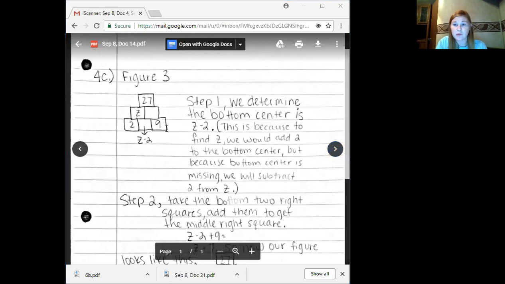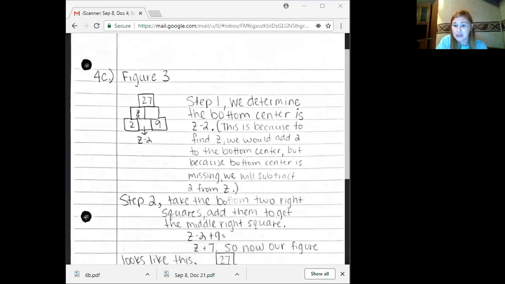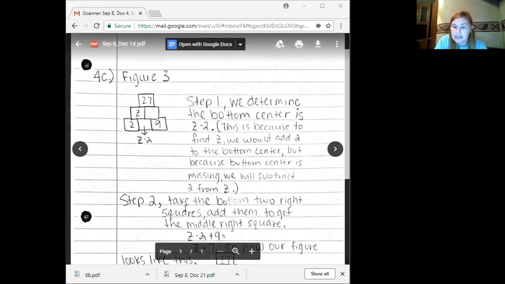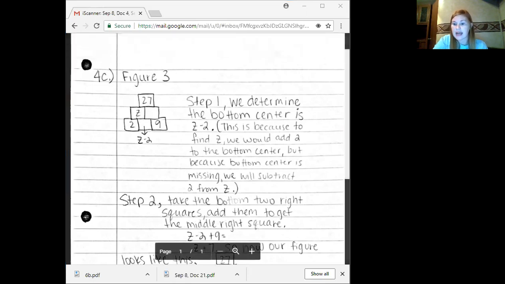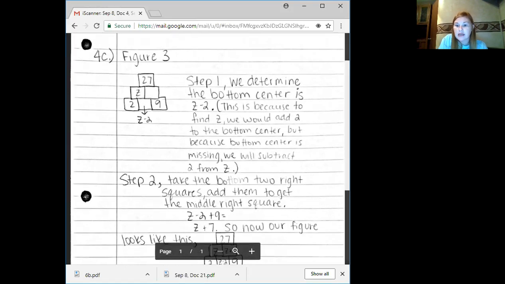It's a little bit more difficult. So we're going to determine the bottom center is z minus 2, because we have a z here and a 2 here. And those two together would equal up to get this number where z is located. So what we're going to do is take the bottom 2 right squares and add them to get the middle right. So z minus 2 plus 9, which would be z plus 7.